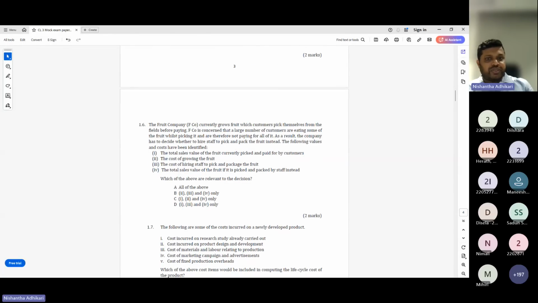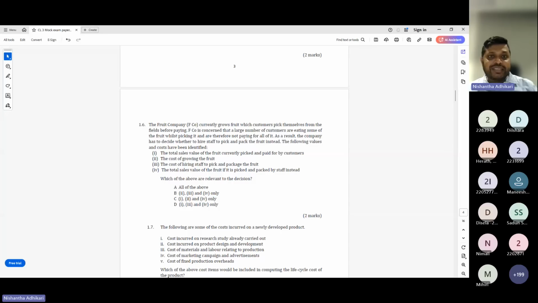Right. Then 1.6. The fruit company FCO currently grows fruit which customers pick themselves from the fields before paying. The company is concerned that a large number of customers are eating some of the fruit while picking it and are not therefore paying for all of it. If it is a Sri Lankan company, people will eat whatever they can, then pay for a small amount. That they will do.